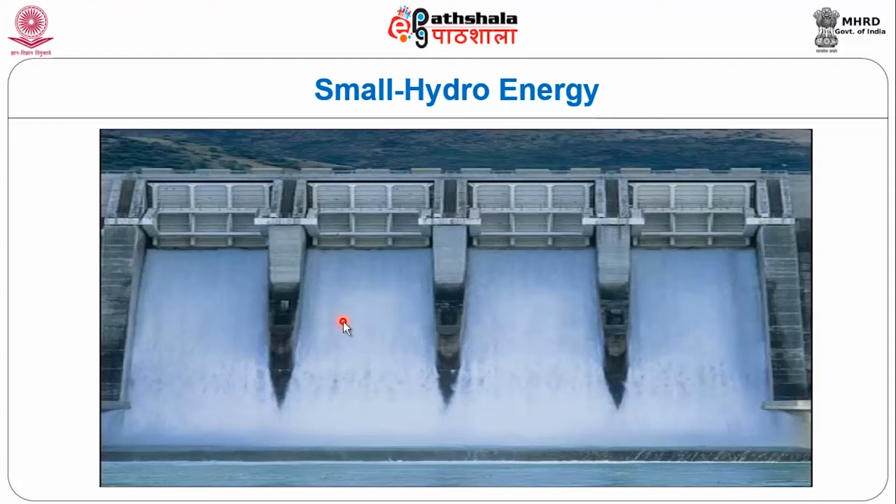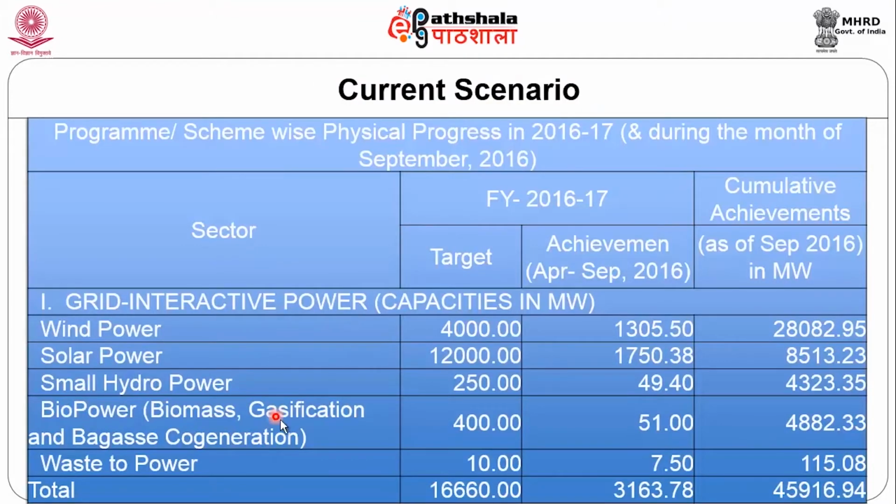Apart from it, this concept is recently introduced, small hydro, and this kind of hydro energy can be generated across the streams in the Himalayan region, or wherever there are small streams. Across that we can have a small reservoir and we can generate electricity out of it. This is small hydro.